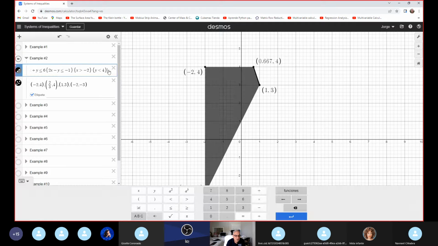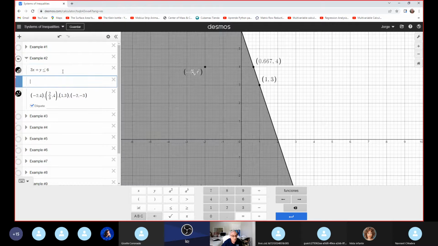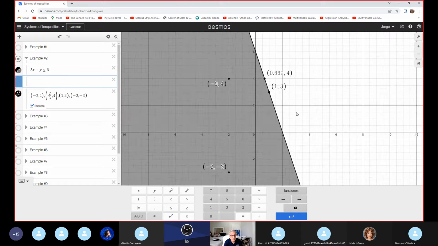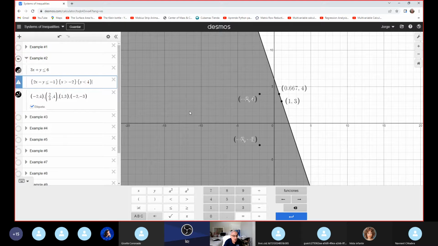Suppose again, I remove the upper. Control X. Okay, this is the solution of the first inequality. Okay. Control B. Remove that part and delete, of course, the curly bracket.